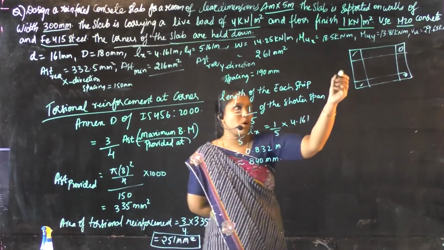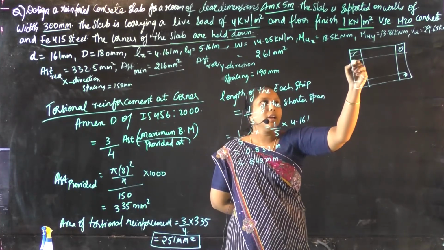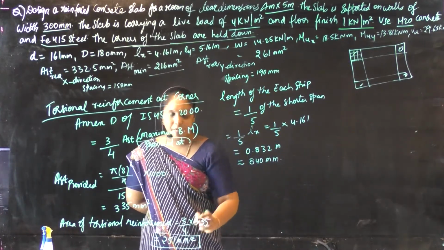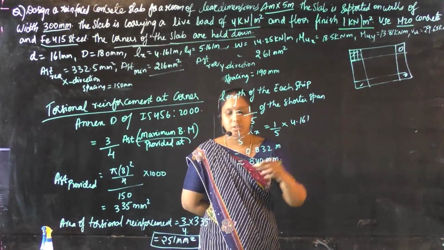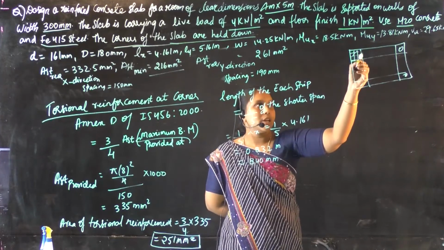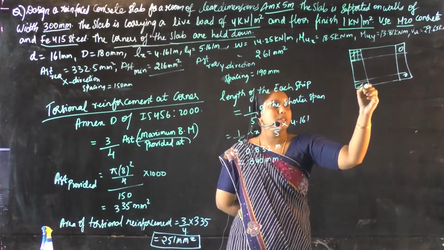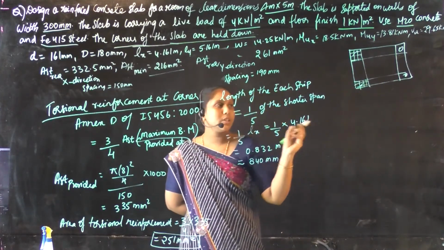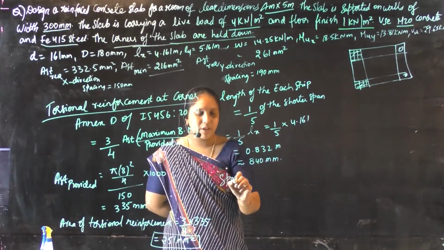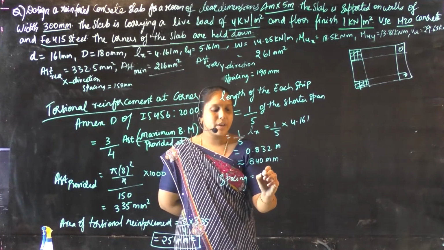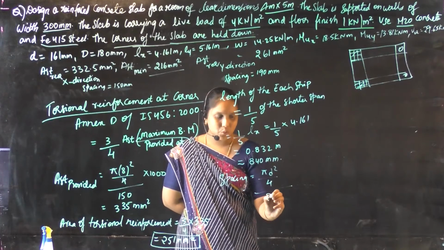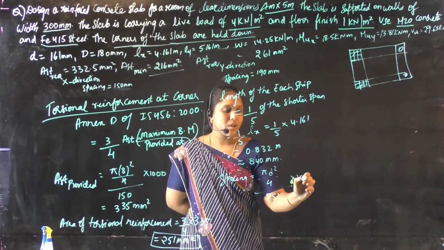So here at the corners you have to provide a mesh, and the area of steel here is 251 mm square. That is, the torsional area is 251 mm square. Now what we have to do is provide mesh-like reinforcement at the corners like this. For that, what spacing is required? Now let us calculate the spacing. So how will we calculate the spacing? Pi into d square by 4 divided by the torsional reinforcement, which is 251, into 1000.